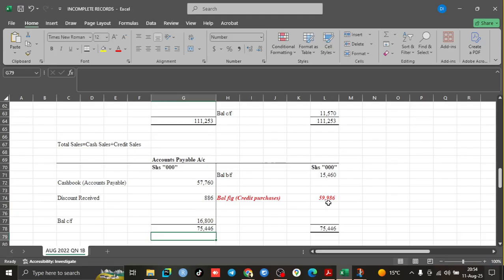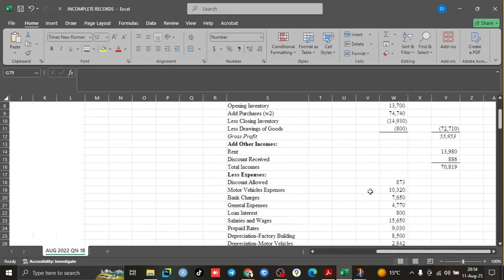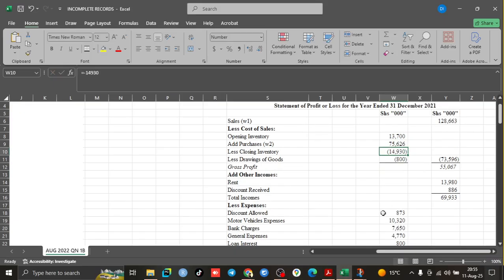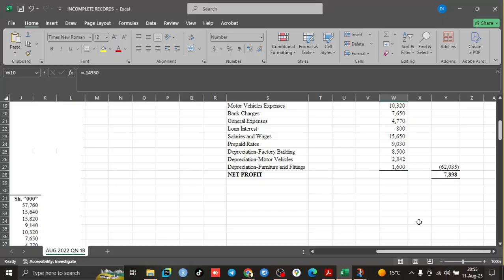Then credit purchases is equal to 59,986. Credit purchases 59,986, like that. So we will still include other incomes and other expenses. Even if we have included them in those accounts, yes, it's true, but we'll still include them as other incomes and other expenses appropriately as they should be included. So we have included that. We have seen we have a rent income.